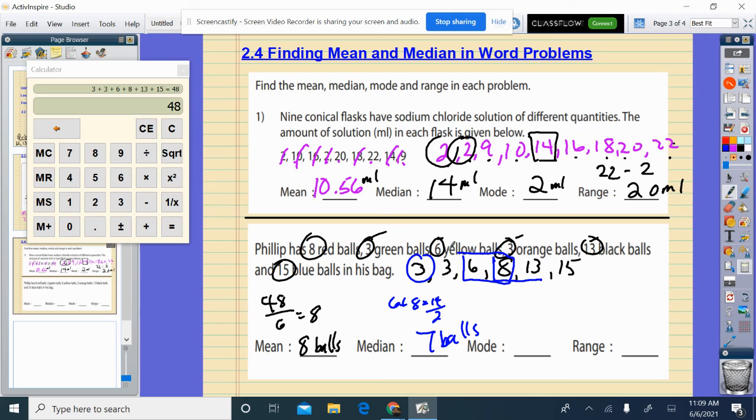What's the mode? Well, I have two groups of 3 balls, so the mode is 3 balls. And what is the range? The maximum value is 15, and the minimum value is 3. So 12 balls is the range that all this data is in. So those are two examples, going back to how to find the range, as well as how to find the median, mean, range, and mode from a word problem.